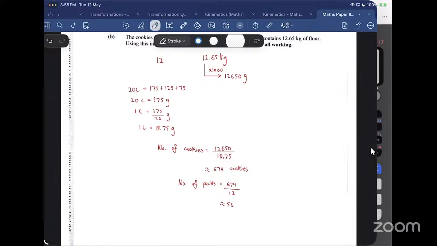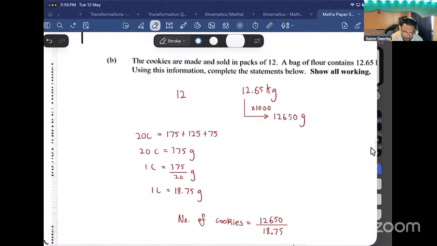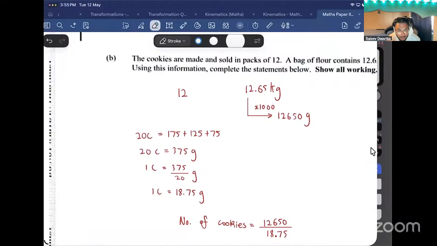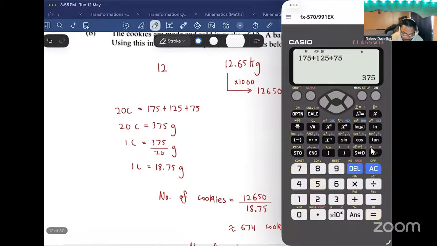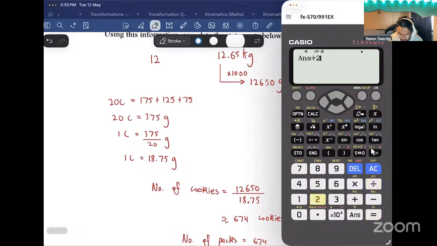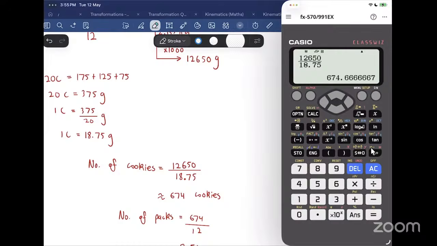We know that 20 cookies is going to take 375 grams to make, right? Unless the arithmetic is wrong somewhere, it's going to be 175 plus 125 plus 75. So one cookie would be this divided by 20, which is 18.75 grams, right? So if I wanted to find the number of cookies, 12,650 divided by 18.75, I don't see any logical flaws there. So the answer is 120. I get this one wrong, sir.